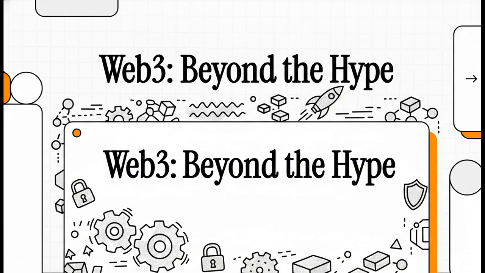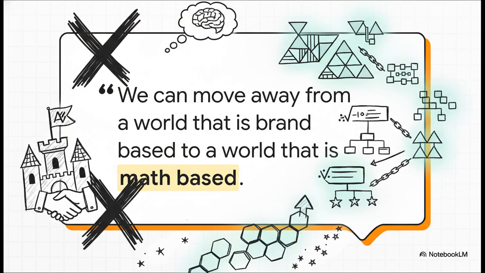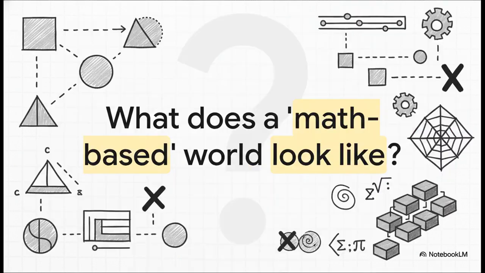So let's dive in. This one idea right here, this is the key to understanding, well, pretty much everything about Web3. The promise isn't just about some new fancy tech. It's about a whole new way to trust. We're talking about moving away from a world that runs on a company's reputation to one that runs on pure, verifiable math. So a math-based world, what does that actually look like in the real world?